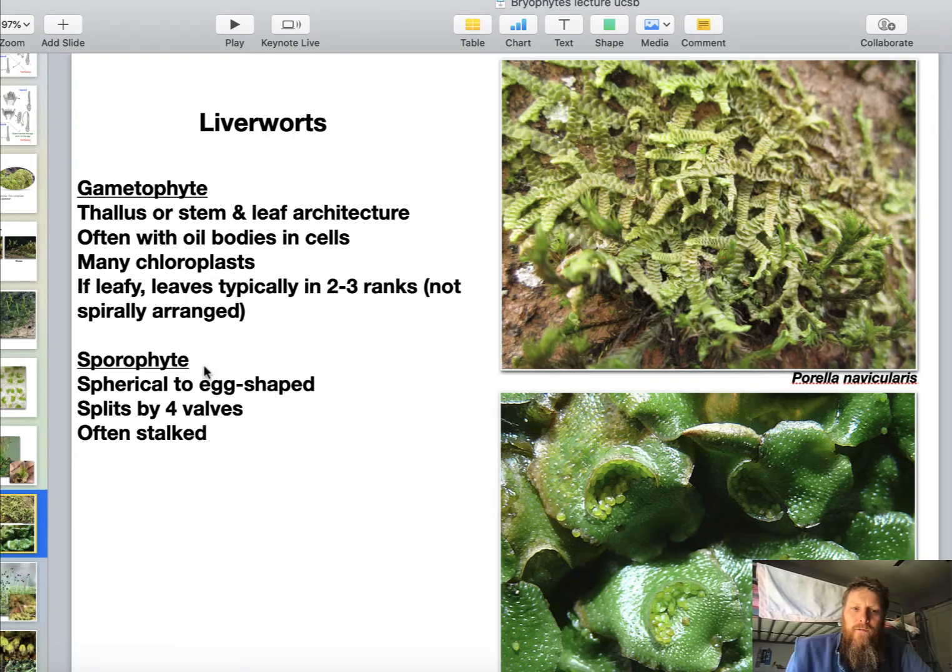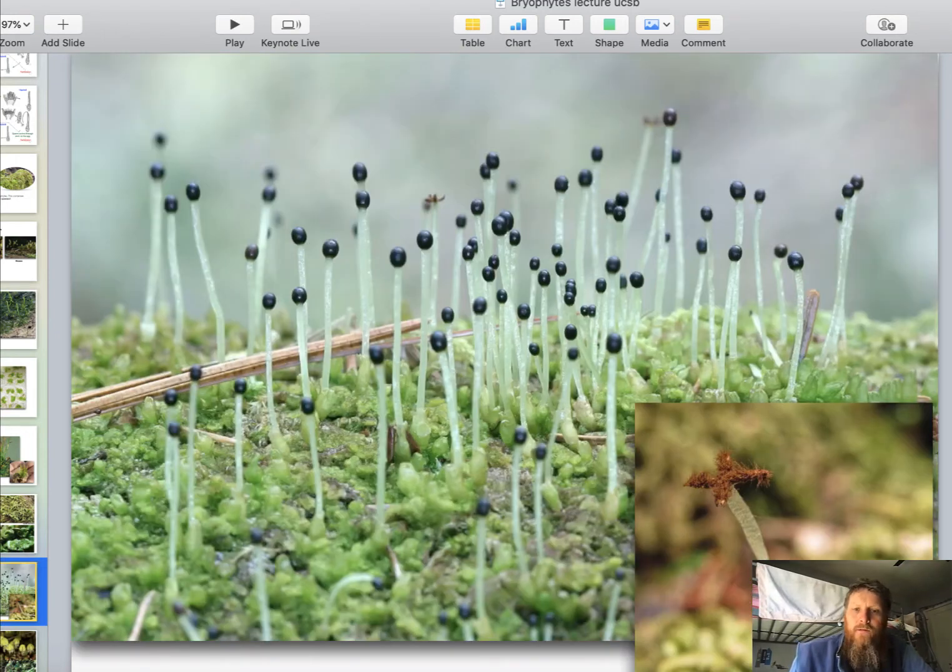And then the sporophyte is typically either spherical or egg-shaped, and it splits open by 4 valves, and often it's stalked. So here's some images of typical liverwort sporophytes. You can see this kind of transparent stalk, and then each one of these little olive-like structures, these little balls, that's the capsule. That's the sporophyte. And when it opens, it just splits apart into 4 different pieces, and those emit the spores.